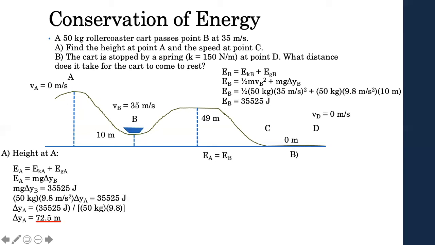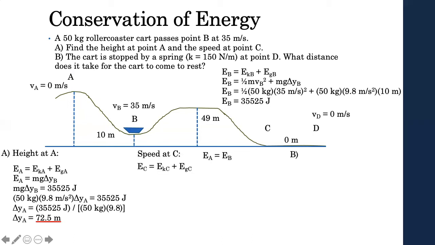Punch that into your calculator. You get 72.5 meters. So that's pretty tall. Your next question is going to be the speed at point C, where the height is now 0 meters. And using what we've just used to find the height at point A, I'll let you sit for a moment and try to find the speed at point C. Let's walk through the numbers here.